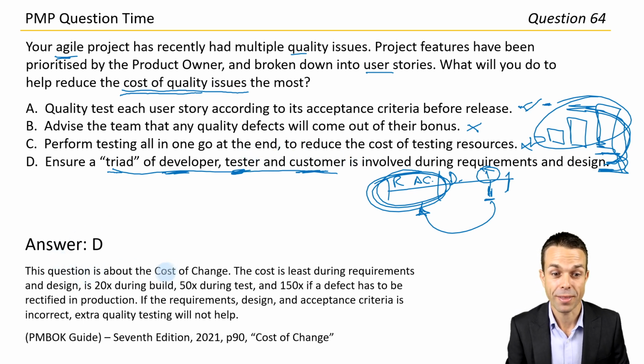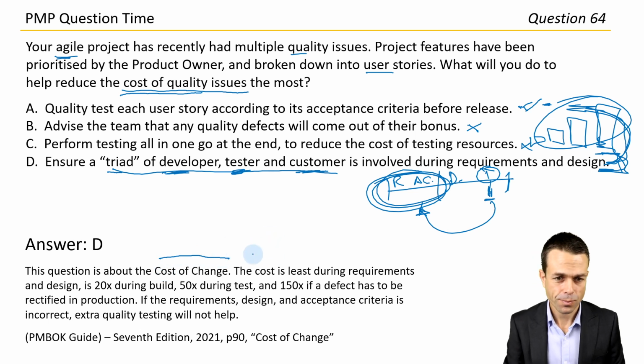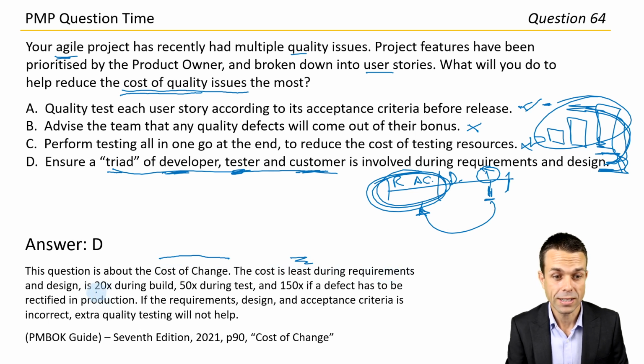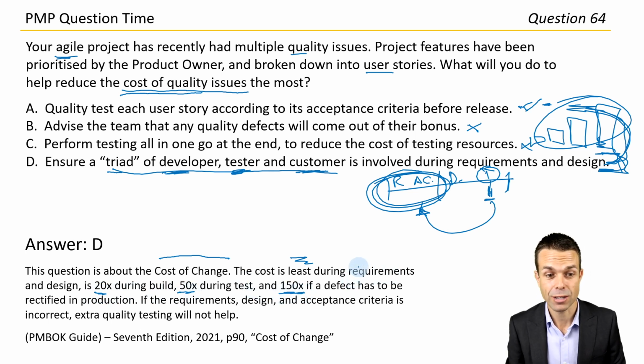This question is about the cost of change. Let's see if we get some tips here. The cost is least during the requirements and design, and is 20 times during the build, 50 times during test, and 150 times if a defect has to be rectified in production. So this is a good point.